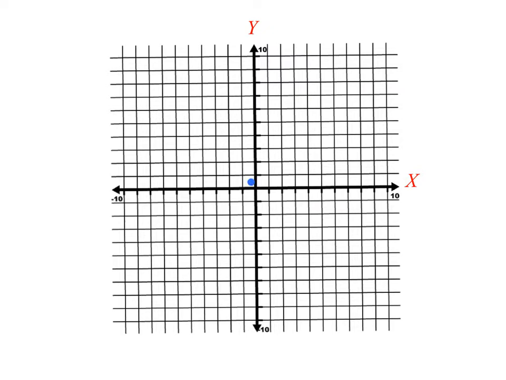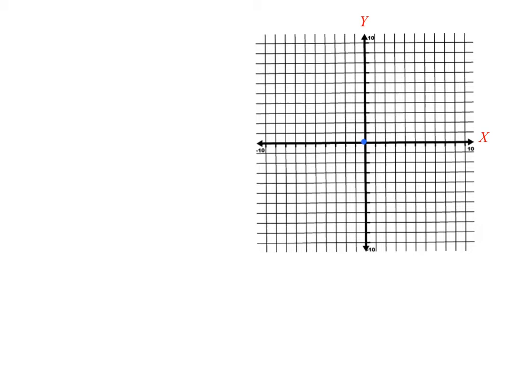Oh, that's not where I wanted it to be. Let's try that again. Okay, that's better. So the center point of that circle would be 0, 0. So we'll write C 0, 0.